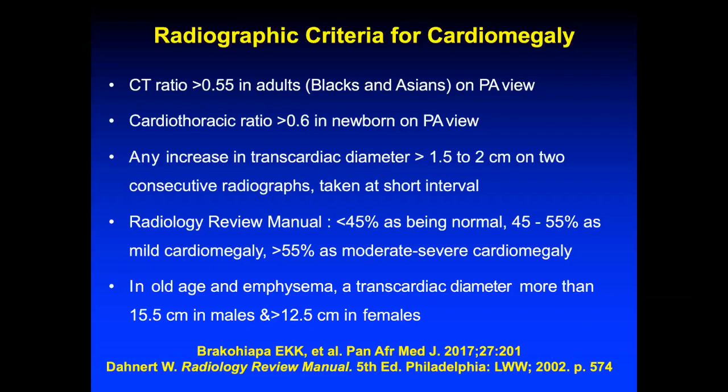In old age and emphysema, obviously in an emphysematous lung, the heart becomes tubular, and a transcardiac diameter of more than 15 centimeters in males and 2.5 centimeters in females can be taken as abnormal. But again, these are rare things. The only thing you need to remember is a ratio of more than 0.55 in adults and 0.6 in newborns. This is about the Asians. This is the cutoff.